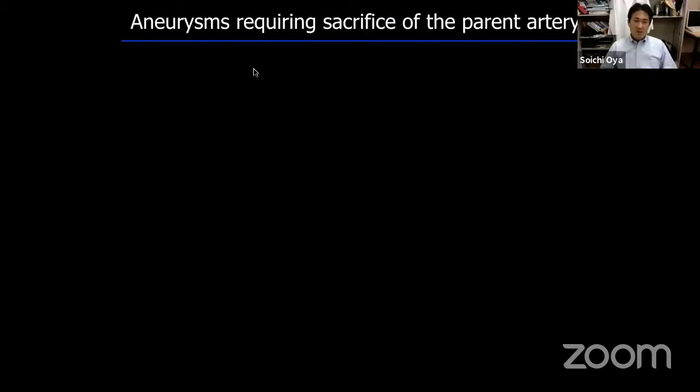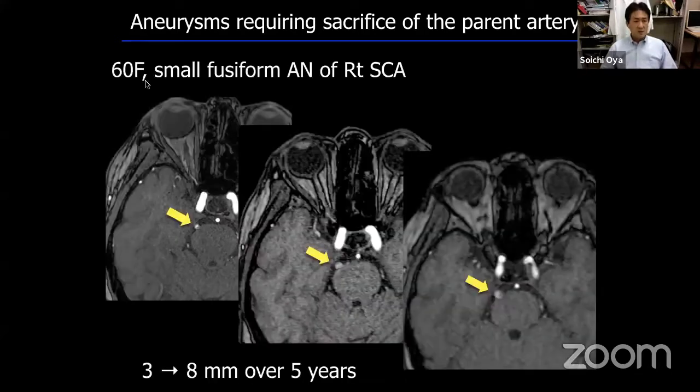Next topic is aneurysms requiring sacrifice of the parent artery. In this regard, I think blood blister-like aneurysms or ICA anterior wall aneurysms are very well known. However, today I'm going to show a case of a fusiform aneurysm of a right side superior cerebellar artery, showing interval growth over 5 years from 3 millimeters to 8 millimeters.